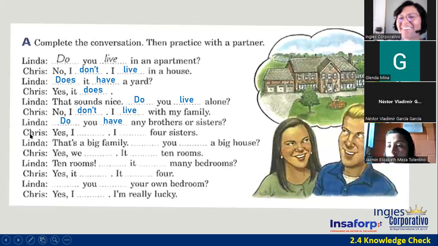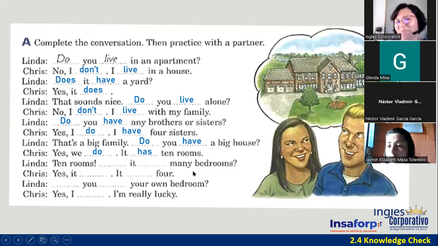Vaya, y luego tenemos... Exactly, yes I do. Y luego I have four sisters. Muy bien. Y Linda says, wow, that's a big family. What's the question that you ask? Do you, right? Do you have a big house? And she says, yes, we do. It has. Okay, it has 10 rooms, right? Luego dice Linda, 10 rooms.